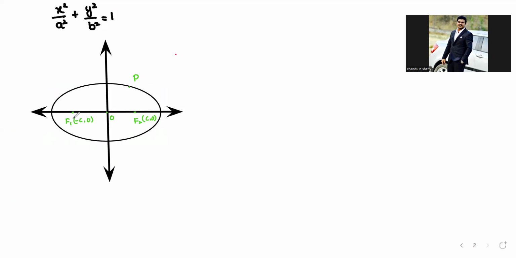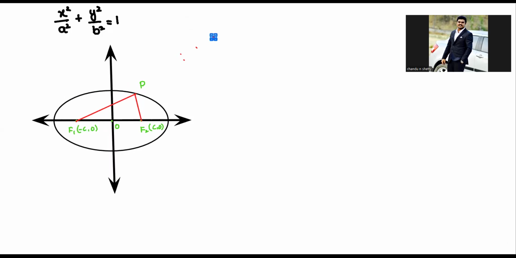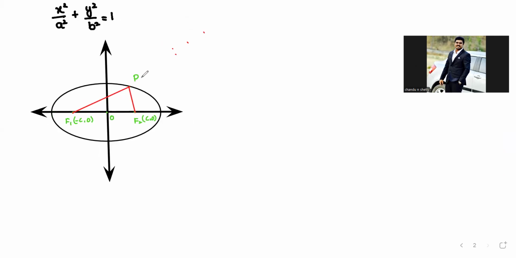Now, from this point P, you should join the points to the foci F1, and from F2 also you should join. Now observe. This point P has coordinates x comma y. F1 is minus c comma 0 and F2 is c comma 0. This point is 0 comma minus b, because this is Y dash. And this is X, so here is a comma 0. And this one is Y, 0 comma b. And this is X dash. This point is minus a comma 0. Is it clear to all of you?